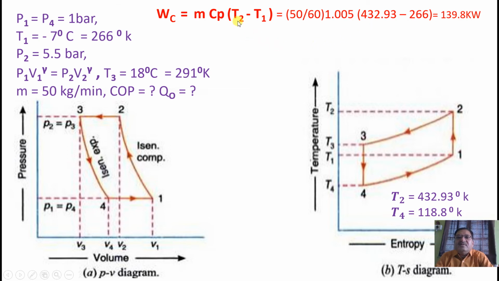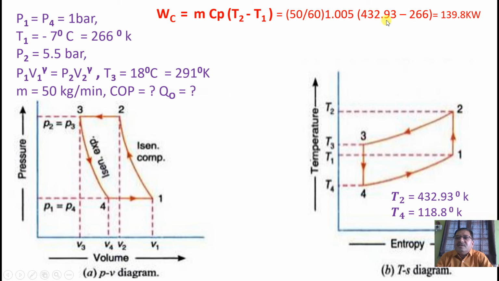Now the values of temperature T2 and T1 we already found out. Here I am writing the values in degree Kelvin. It is always better to write the values in degree Kelvin. Both values should be in the same unit. You can't take different units for T2 and T1. So it is always better to take the temperature unit as degree Kelvin.